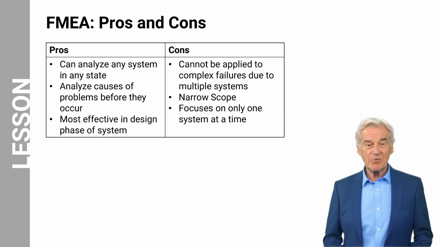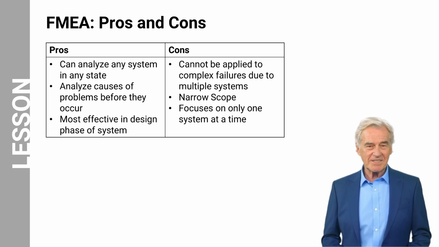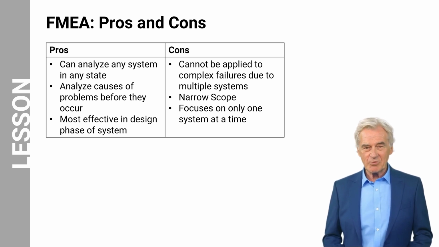FMEA can be used to analyze any system or product in any state, but it is most effective to use during the design phase of a new system. This way, failures can be detected before they cause large problems and can be easily changed since the system is not fully implemented yet. One disadvantage of FMEA is that it cannot be applied to complex failures that occur because of problems in multiple different systems. It is typically just used for solving problems within one system or machine.